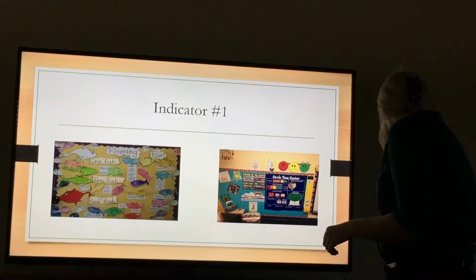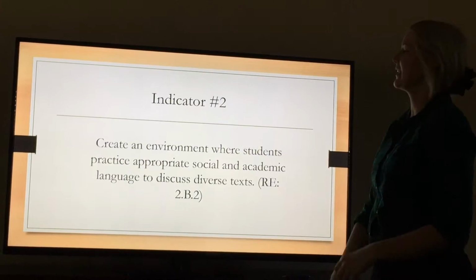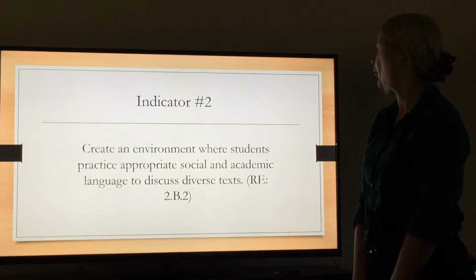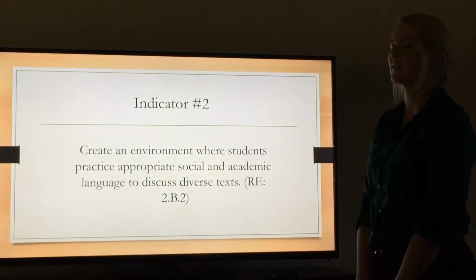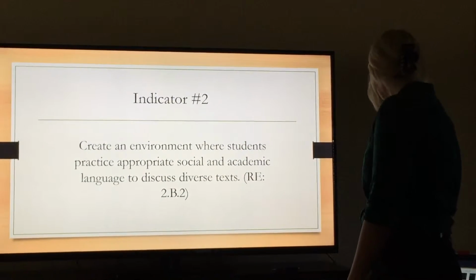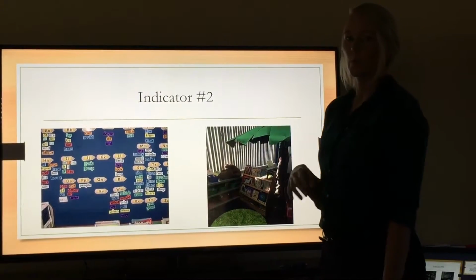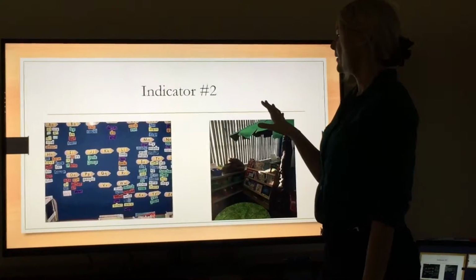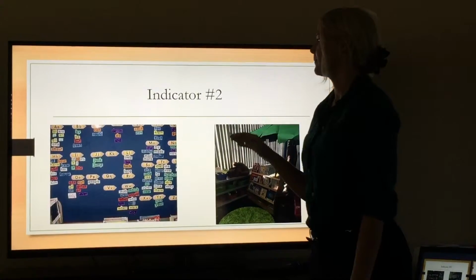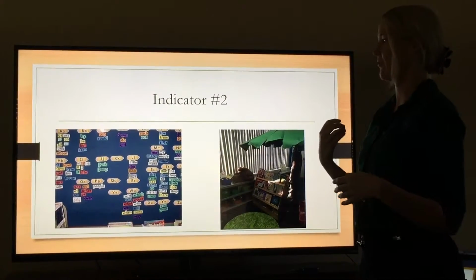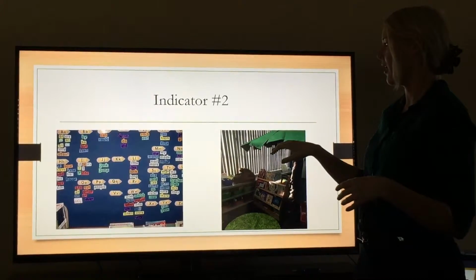The second indicator I have is to create an environment where students practice appropriate social and academic language to discuss diverse texts. The first example I have is the students' word wall. So the teacher puts up this word wall at the beginning of the year, and they take their story of the week and pull out the vocabulary words to incorporate on their wall.